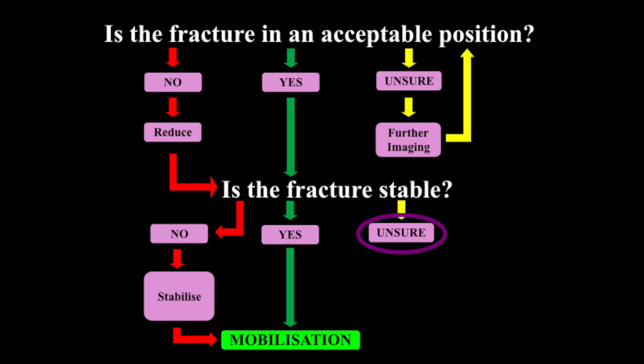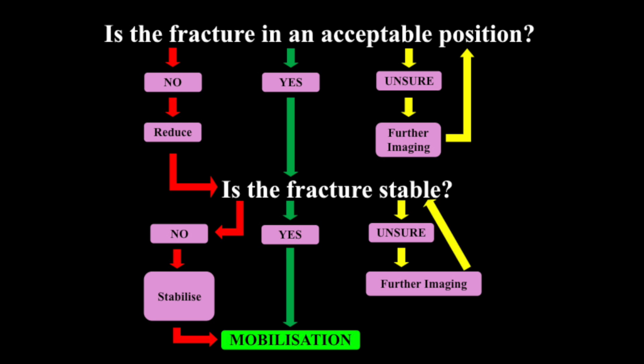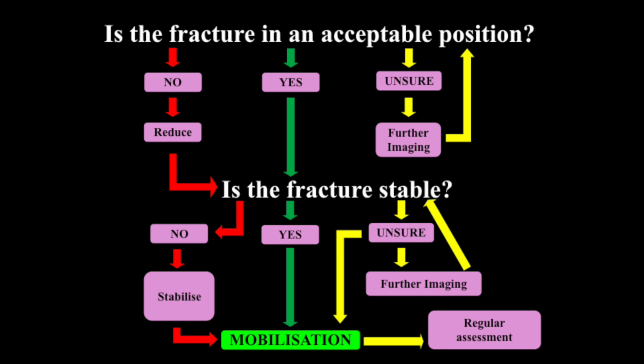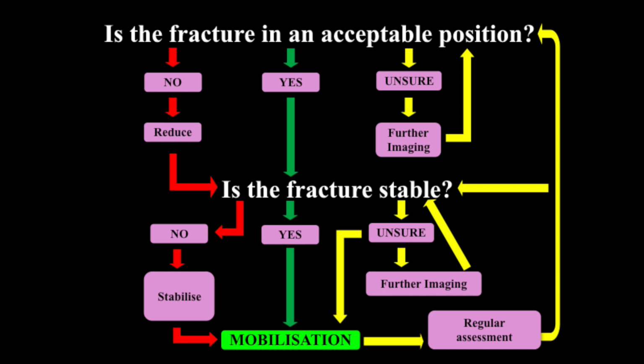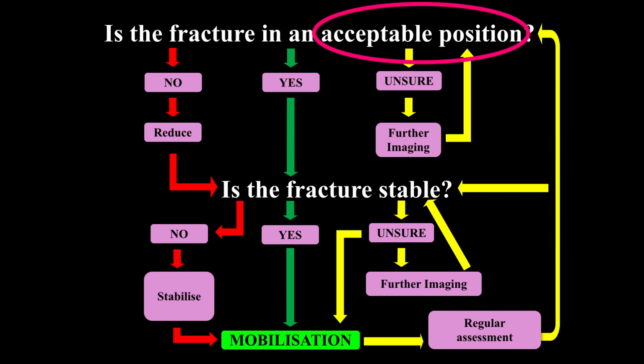Now, if it is the case that we are not sure if the fracture is stable, further imaging, including dynamic imaging using a C-arm, may be helpful. If further imaging is still inconclusive, a not unreasonable approach may be to commence supervised mobilization, but monitor closely over the next few weeks using repeated and regular assessments, both clinical and radiological, to ascertain whether the fracture remains in an acceptable position and whether it remains stable, and use the algorithm if necessary to determine further management for the patient. So to re-emphasize, the fracture needs to be in an acceptable position and be stable enough to allow mobilization.